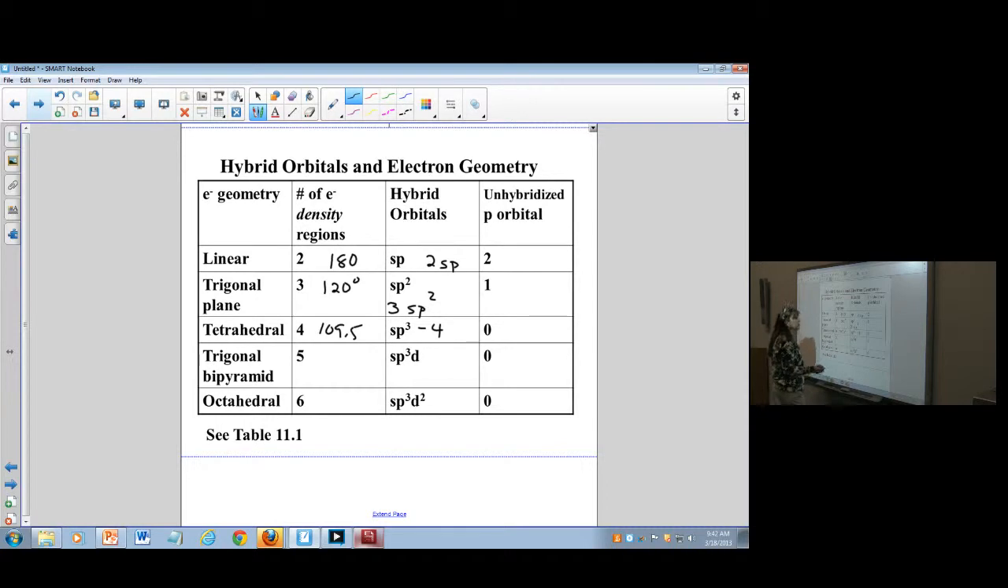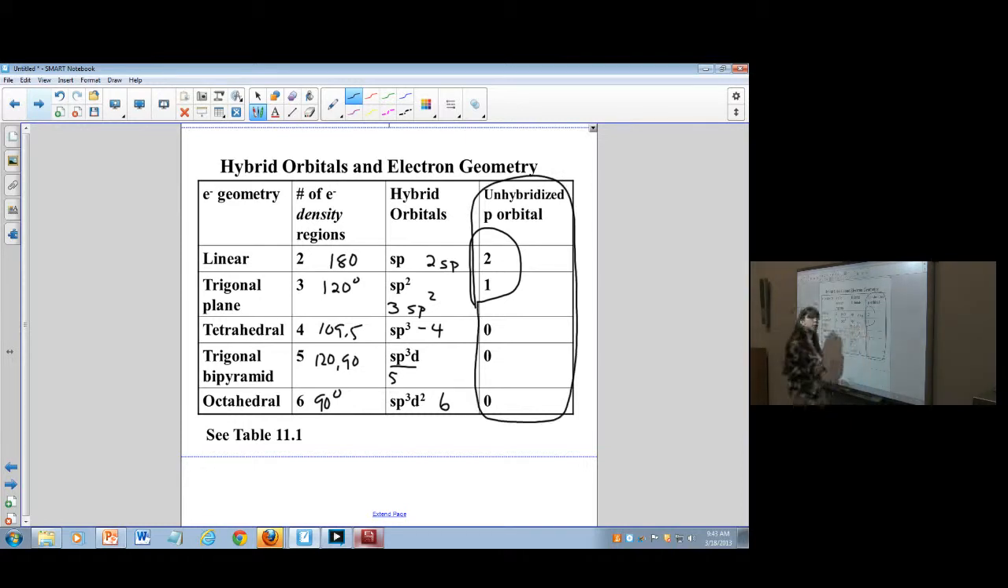Trigonal bipyramid, that's 120 and 90 degrees, those 2 different planes. That means you need to have 5 sp3d orbitals. And for octahedral, all of these are 90 degrees, and you need to have 6 of those. Now, we're going to come back to this unhybridized business in a few minutes, okay? I just put this here to help you remember later, and don't hybridize anything more than what you need.